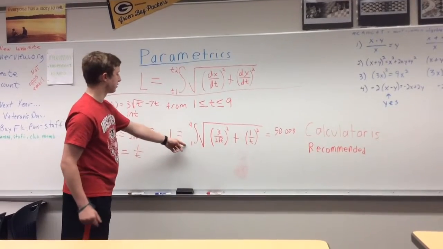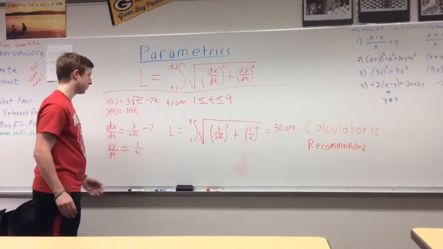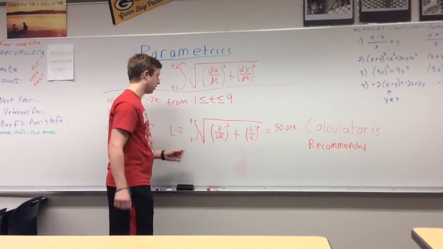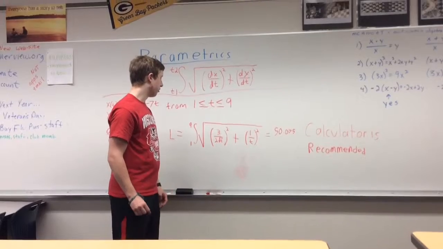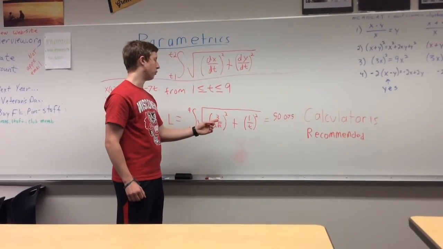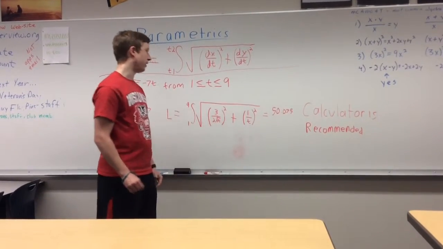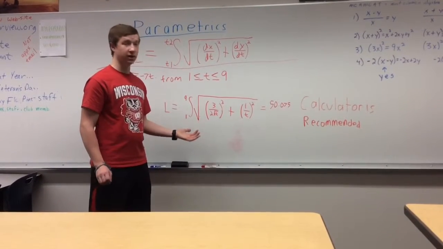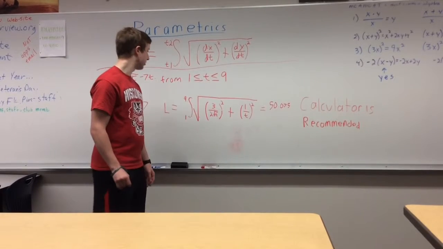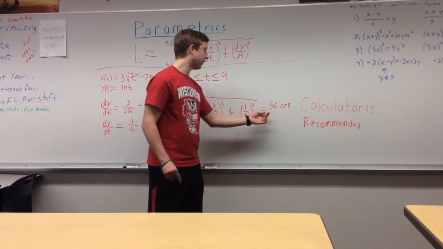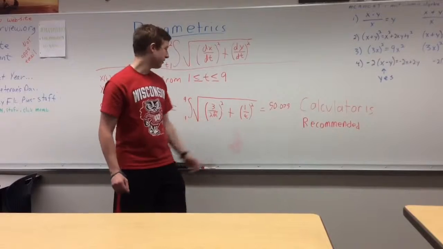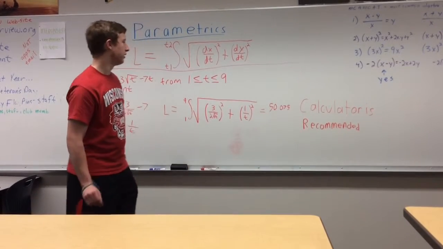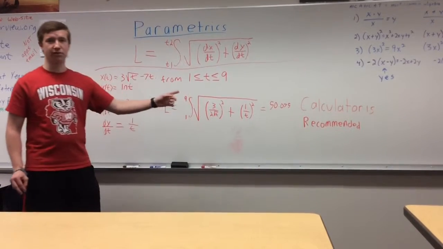So we'll plug those in the respective slots. Integral from 1 to 9 of the square root of (3 over 2 root t minus 7) squared plus (1 over t) squared. And at this point, I'd recommend using a calculator, because otherwise it looks really ugly. And yeah, so with that, we get 50.075 as the arc length, which would be in units. And yeah, just use a calculator for this problem. A lot easier.